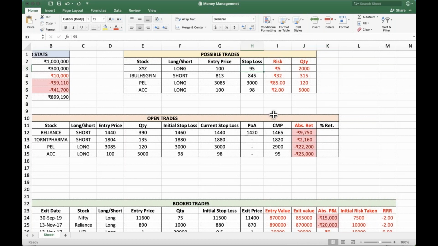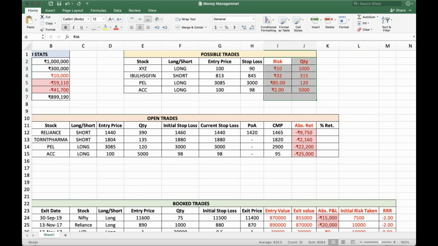What if the stop loss was not 95 but 90? The risk will be 10, the quantity will be 1,000. So this risk column and this quantity column has got a formula and it will calculate itself automatically. You don't have to do anything.